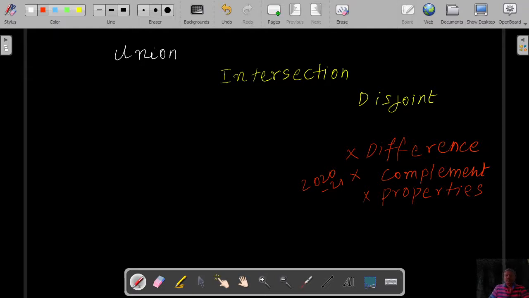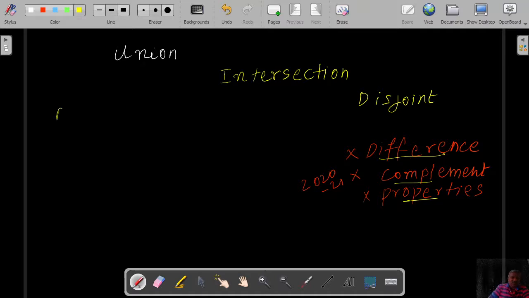I will just explain briefly, and some of the students personally have asked me what is the meaning of difference and these other things, complement, properties. So all these things also I will surely explain, but those who don't want, they can just ignore this because it is not part of this year's syllabus. So first of all, let us take what is union.